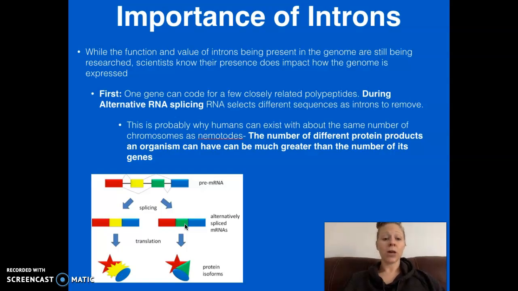And this is thought to be the reason why humans can have about the same number of chromosomes as a simple organism like a nematode. It's that we can be a little bit more creative. There's more flexibility in how we express our genes. So those introns do serve a function.